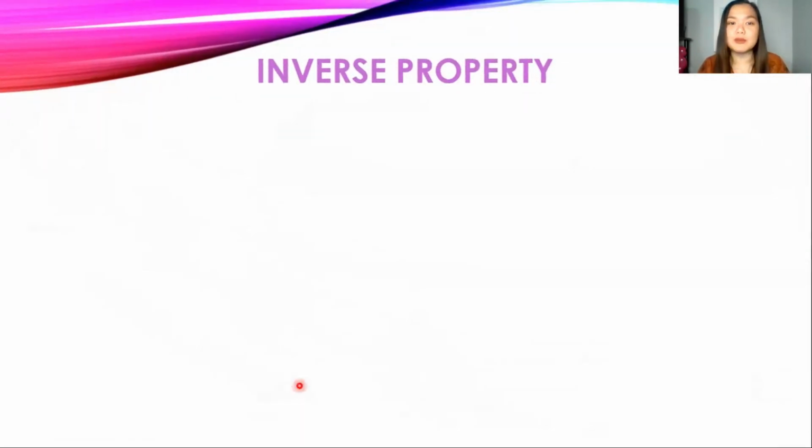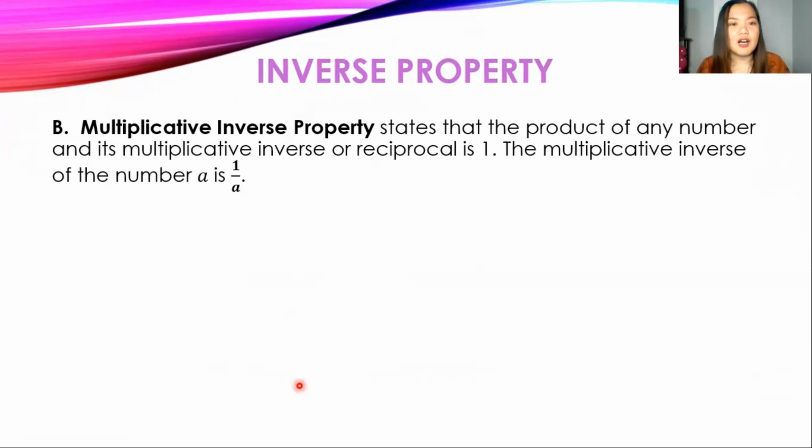Now let's proceed to multiplication, the multiplicative inverse property. It says that the product of any number and its multiplicative inverse or reciprocal is 1. The multiplicative inverse of the number a is 1 over a. Just flip it. We know that every whole number, or any natural number, has a denominator that is always 1.